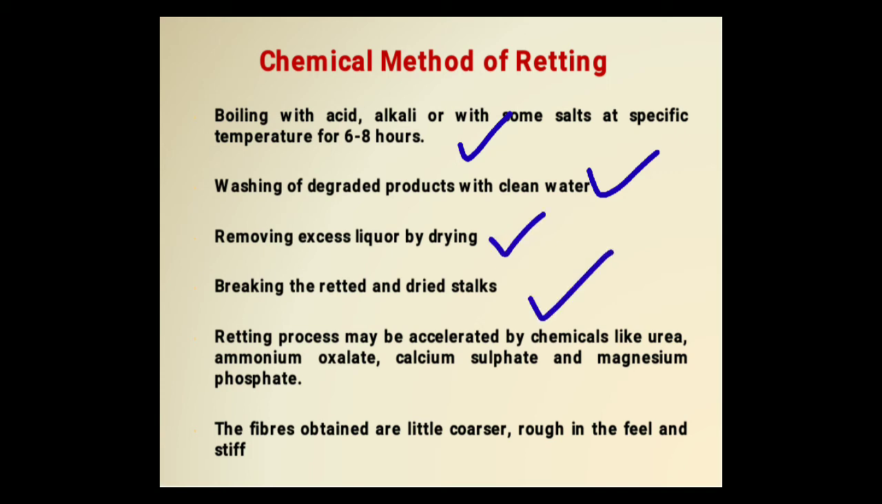Breaking the retted jute. This retted jute is broken and dried, and the retting process may be accelerated by certain chemicals like urea, ammonia, oxalate, calcium sulfate, magnesium phosphate. The fibers obtained are a little coarser than those of microbial retting, because it is chemical retting. You are using chemicals, microbial enzymes are not used. With alkali and acid, corrosive agents, you are retting your jute. Automatically your fiber will be coarser than before.